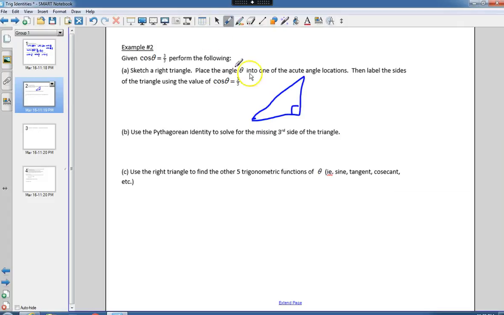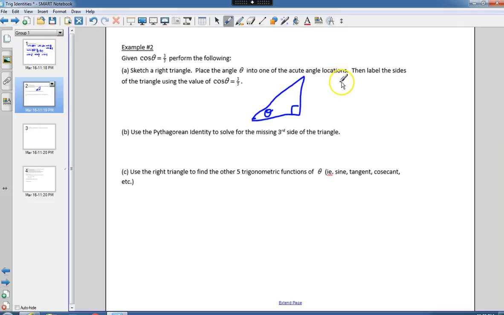We're told to place the angle theta in one of the acute angle locations. So the acute angles would be either up here or down here. You have the freedom to choose whichever one you want, but I'm going to put the angle theta down here. And then the last part is to label the sides of the triangle using the value of cosine theta equal to 3 over 5.